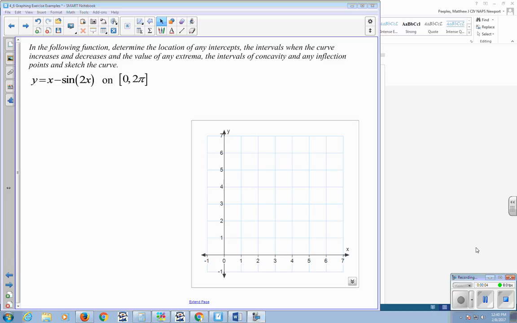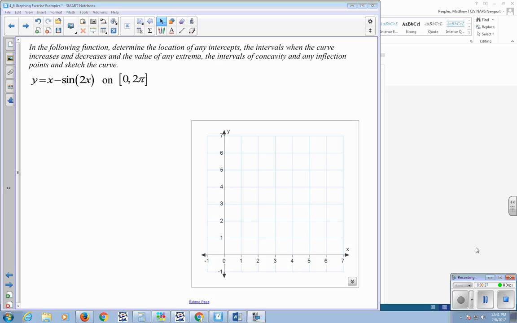Okay, so we're going to talk about another graph. This time, we're going to determine the location of any intercepts, the intervals where the curve is increasing or decreasing, the value of any extrema, the intervals of concave up or down, and any inflection points to sketch the curve y equals x minus sine of 2x on the interval from 0 to 2 pi this time.